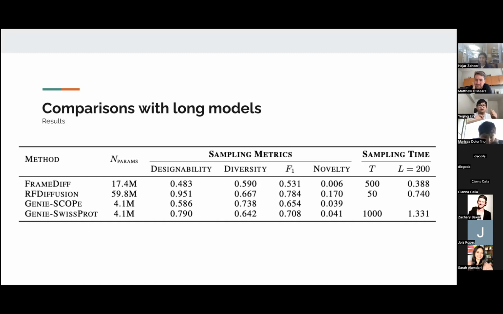The extent of the drop in diversity also varies across different model architectures, etc. So is there a trade-off in deciding when to stop the training between designability and diversity/novelty?